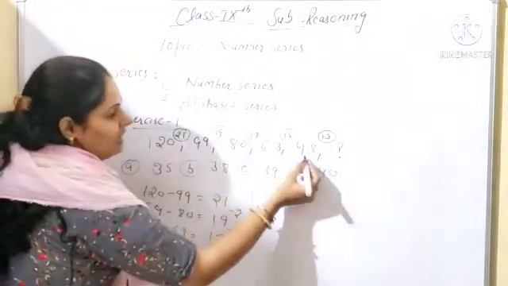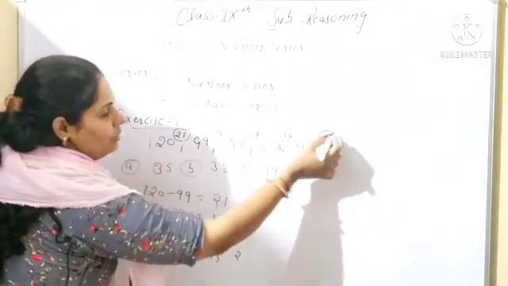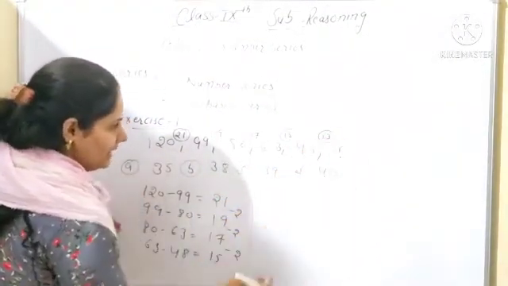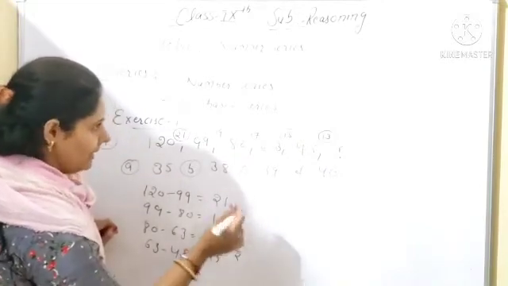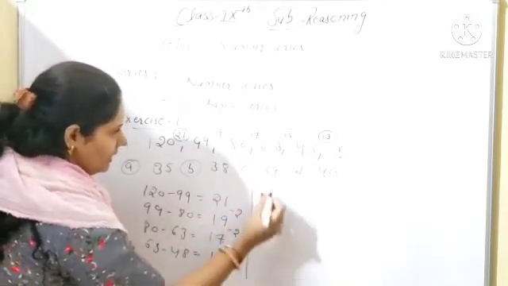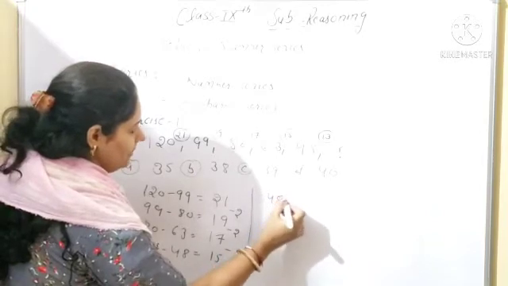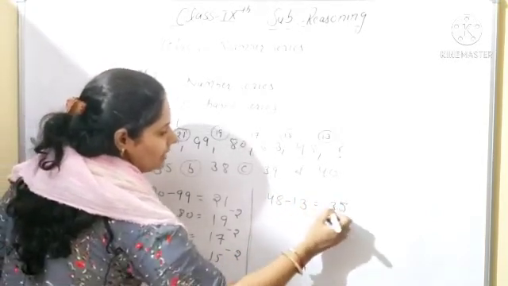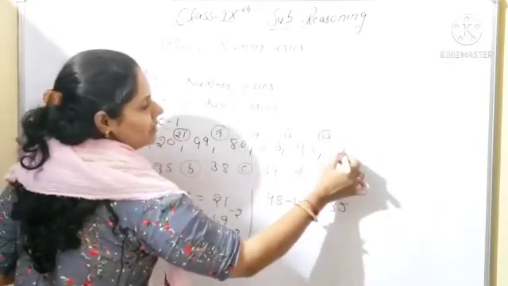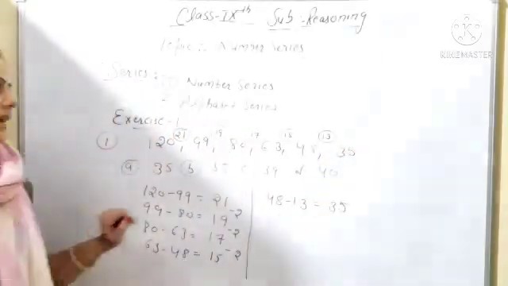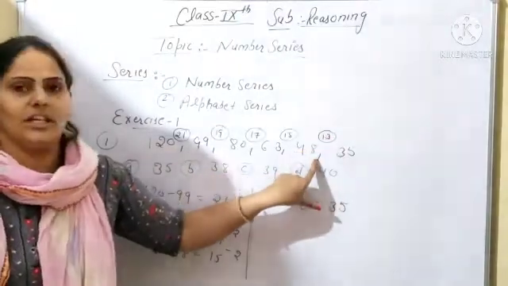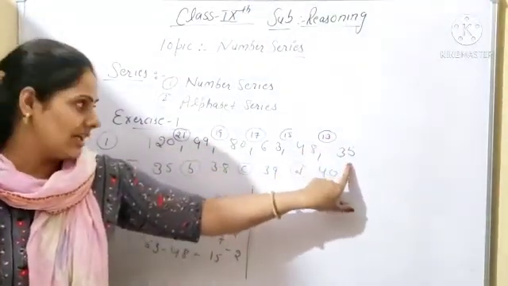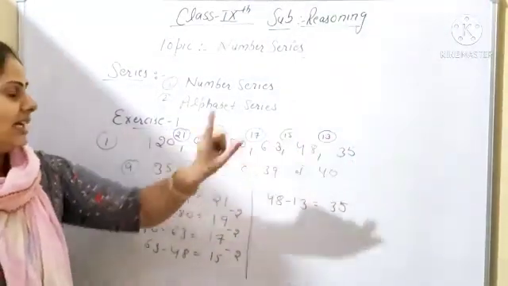So what will you do with 48 and 13? You will subtract. So simply you can say it will be 48 minus 13. So what will come at the place of the question mark beta? You can say 35. So you will subtract 13 from 48, and you will get the next number. It will be 35. So why are you subtracting 13?